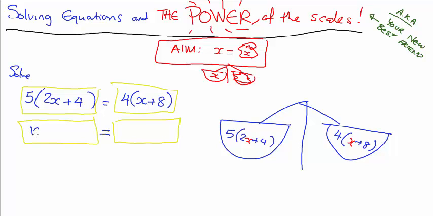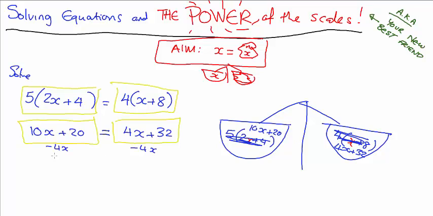So if we expand this out, we get 10x plus 20 equals 4x plus 32. And then it's straightforward enough after that. So I'm going to move the x. It doesn't really matter: either I can take away 4x from each side, or I can take away 20, or whatever you want to do. Let's go a different route just for the sake of showing you. So, okay, let's take away 4x this time.